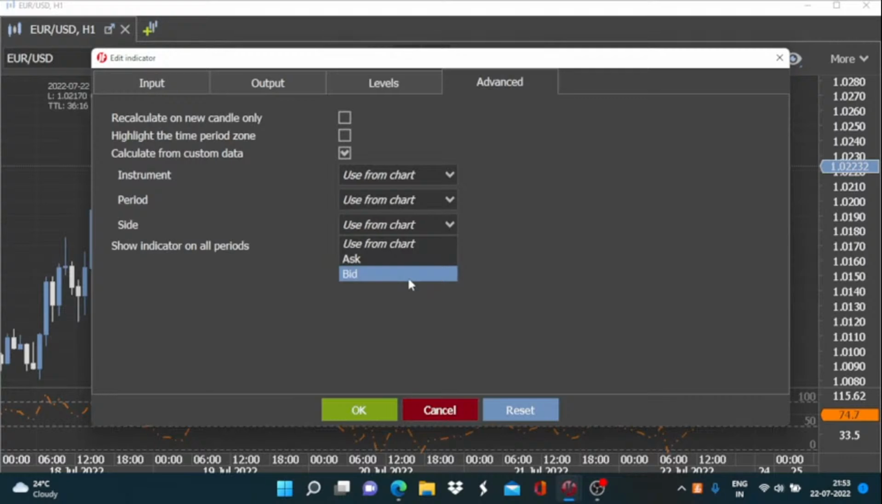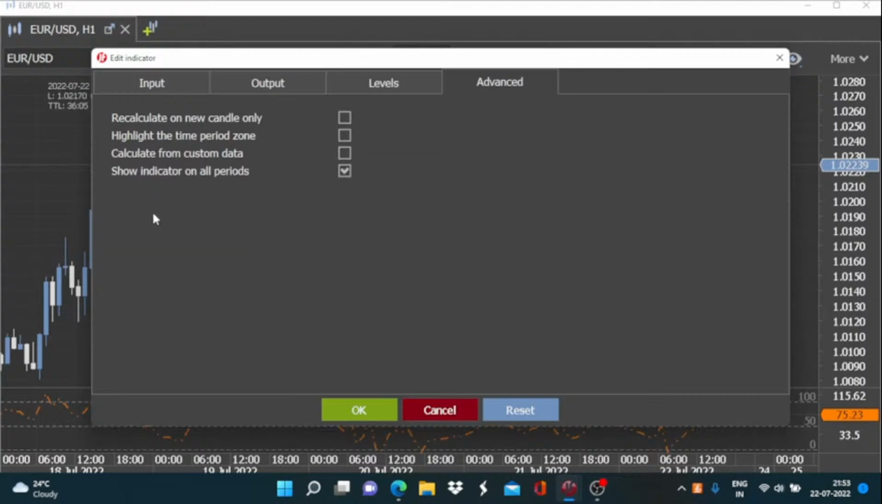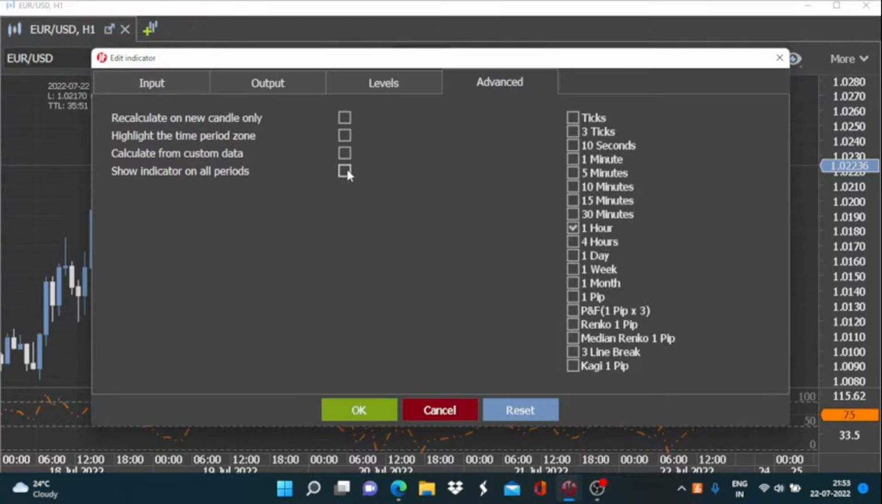The ask side or the bid side can also be kept fixed if you want to do that, or you can simply use it from the chart. If I opt for this box, then I will have the indicator plotted on all the candle periods which are available on the platform. Whenever I change the charting period from one time period to another, it will be plotted. But if I uncheck this box, then I have to define on which candle period this particular indicator needs to be plotted, and only on those candle periods this calculation will be visible to us on this lower side of this chart. So that's it.